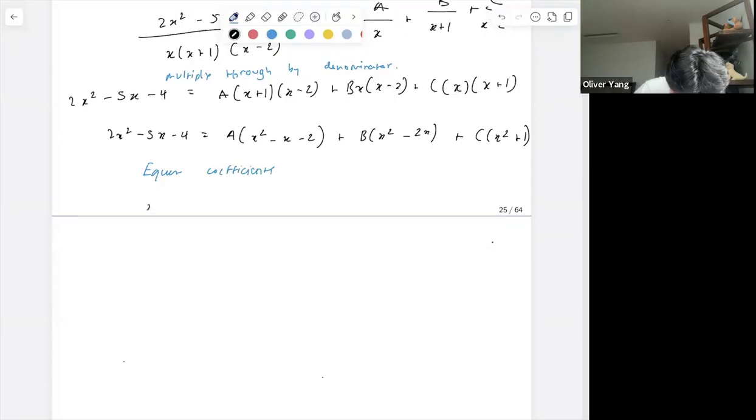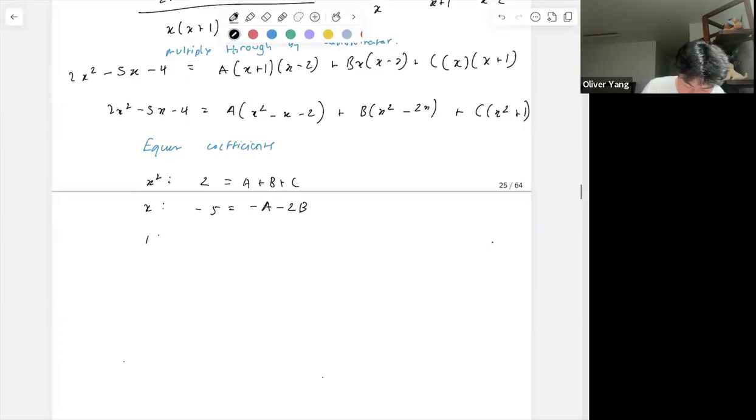So for the x squared term, right, we've got 2 on the left-hand side. We've got a on the right-hand side, and then we're going to plus b plus c, right? For the x term, we've got -5 on the left-hand side, and on the right-hand side, we've got -a, plus -2b, right? And that's it. And for the constant term, so x to the power 0, we get -4 on the left-hand side, -2a, no b term, and then plus c.